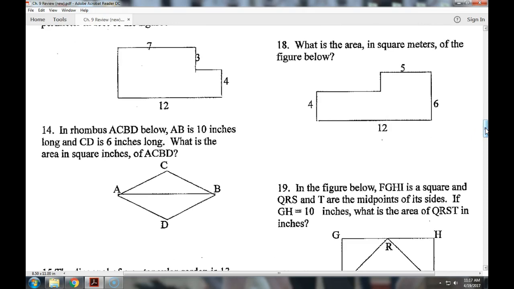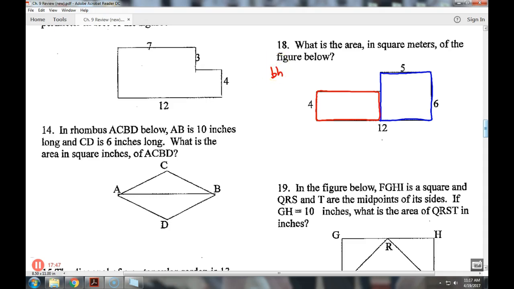Number 18, what is the area of the figure below? So when you see these, be sure you know whether it's area or perimeter. So for area, you have two ways to chop it. I'm going to chop it vertically. You could have chopped it horizontally. Basically I'm going to find the two separate areas and add them together. So I'm going to do the blue area, and then separately do the red area. I'm using base times height for both of these because they're rectangles.